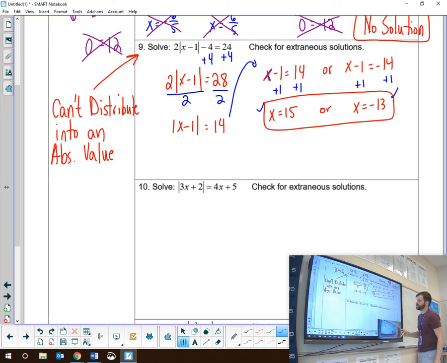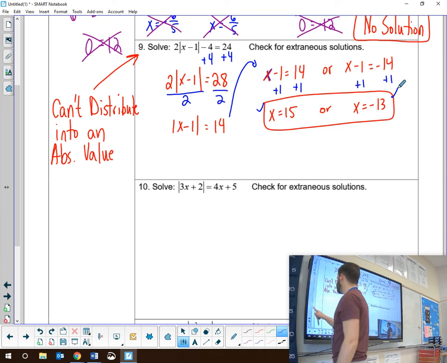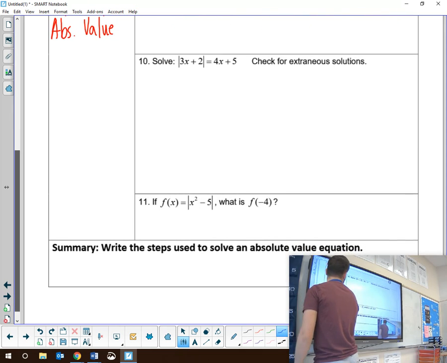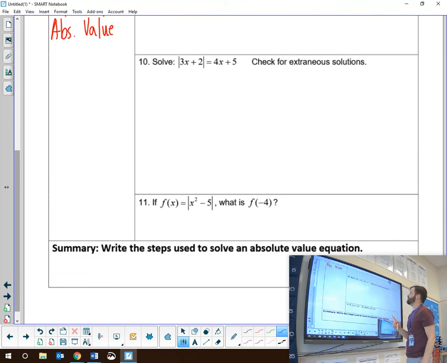All right, last one, number 10. This one is where we might have an extraneous solution because I have an x on this side. But our first step is already done. My absolute value is by itself on one side of the equation. So all I have to do is split it up into two separate equations.